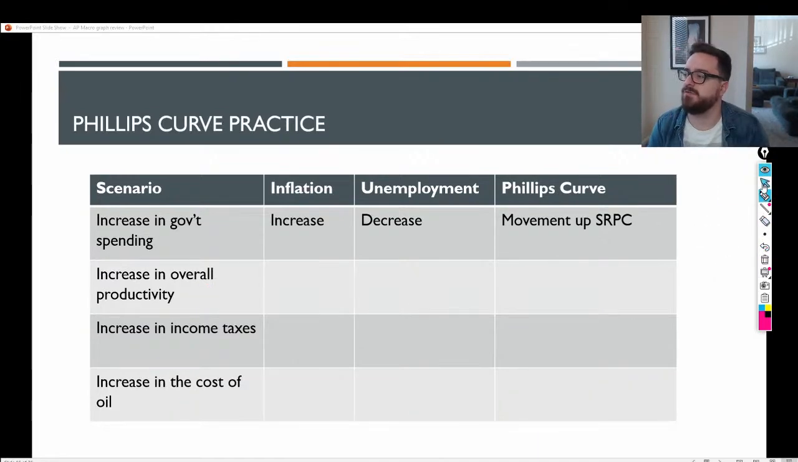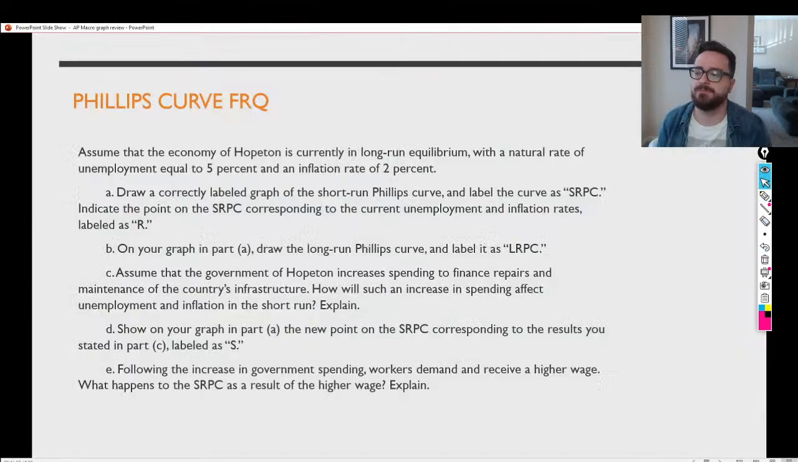Okay, FRQ time. Double checking this question real quick. All right, so assume the economy of Hopeton is currently in long-run equilibrium with a natural rate of unemployment equal to 5% and an inflation rate of 2%.